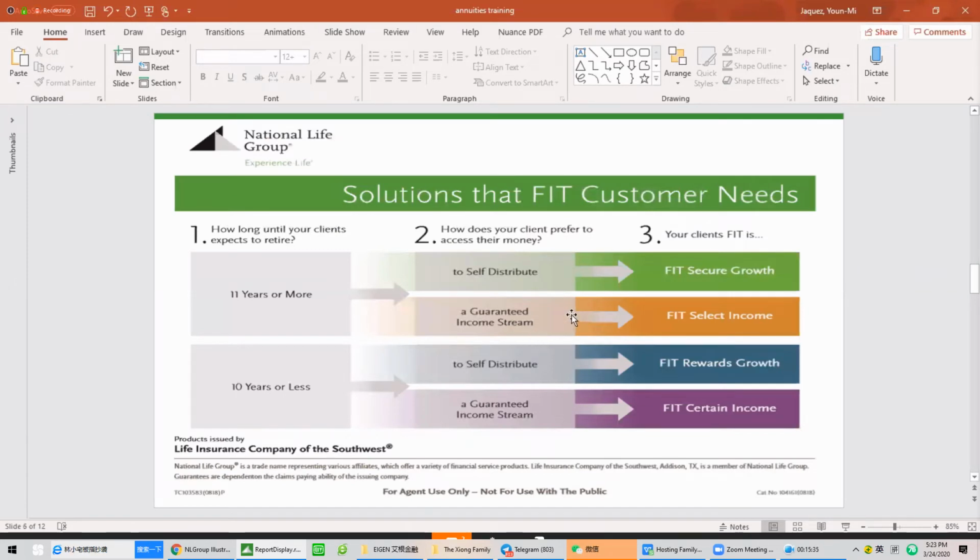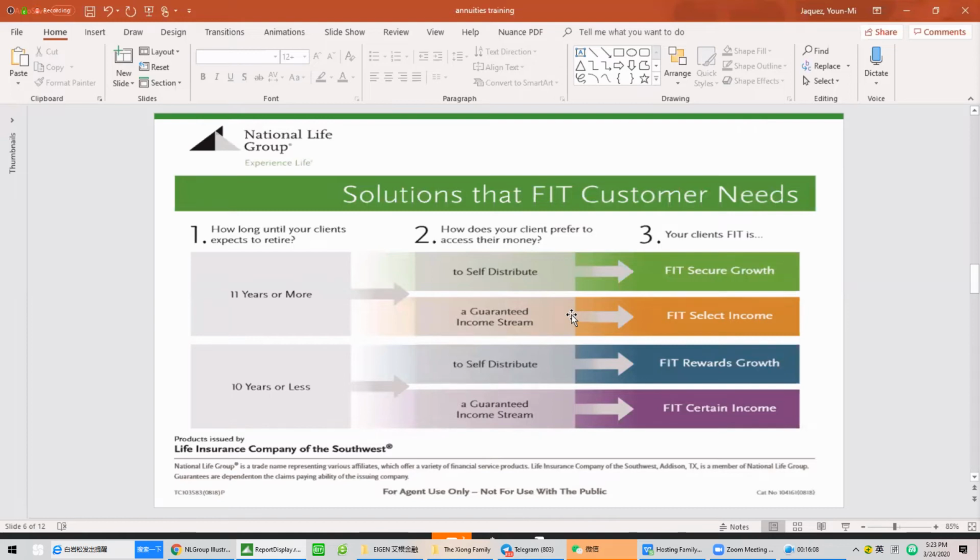And so the beauty of our flexible premium deferred annuities, we have 4 different types of FIT retirement series. The 4 different types are called FIT Secure Growth, FIT Select Income, FIT Rewards Growth, and FIT Certain Income. And I know so many agents call in saying, why are they all called FIT? Why is it so confusing? I don't know, but an easy way to just remember it, this is how I train myself.